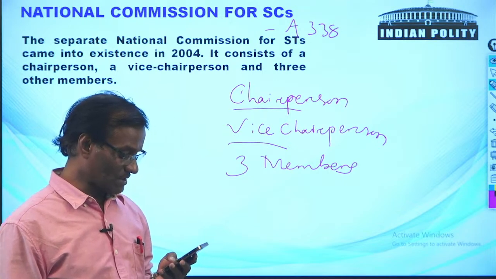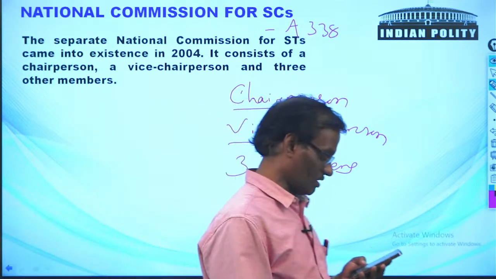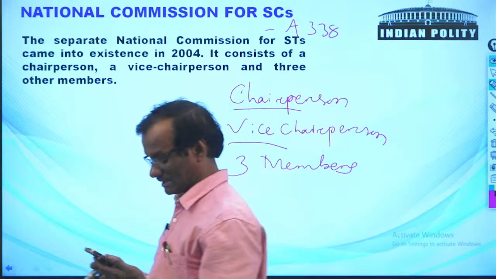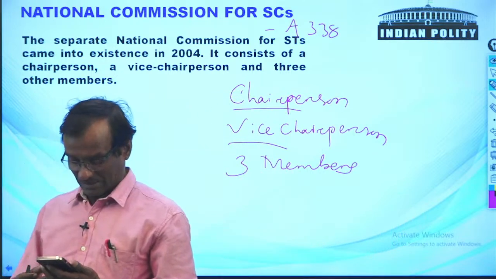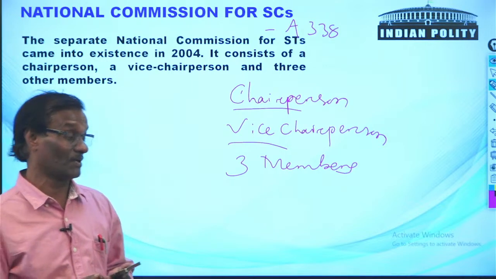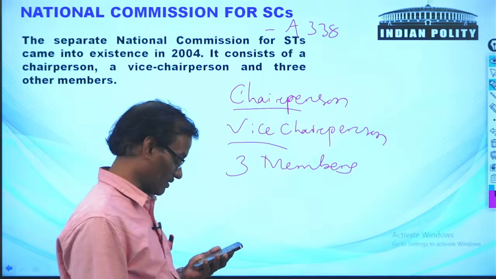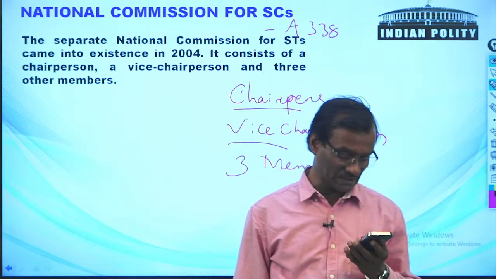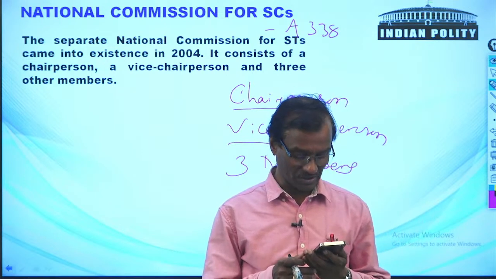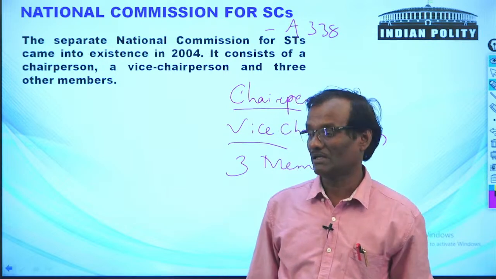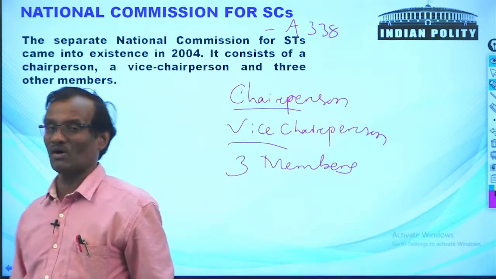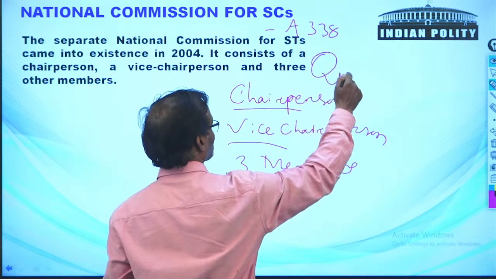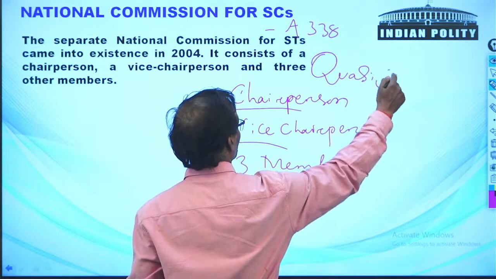Then, requisitioning any public record for any court or office, they can call for any report or any public record for evaluation. They have the power of a civil court, including issuing summons for the examination of witnesses and documents. They can issue summons also. And any other matters the President may determine. So the National Commission for Scheduled Castes works as a civil court. Hence it is a quasi-judicial body.